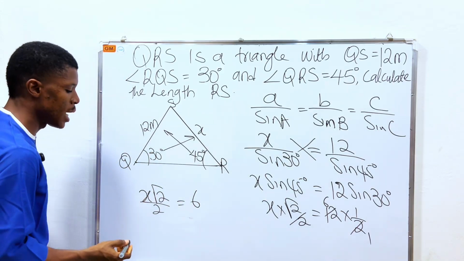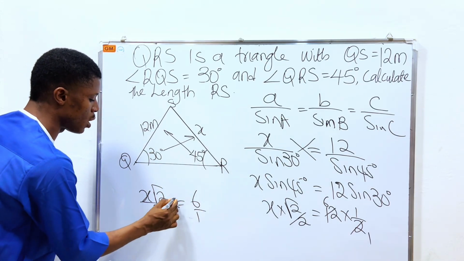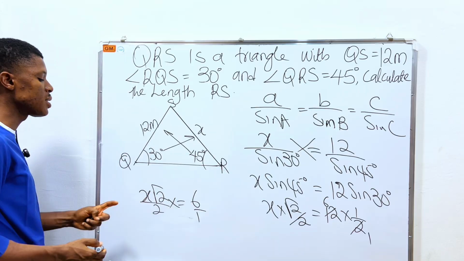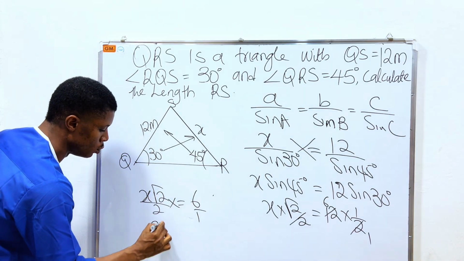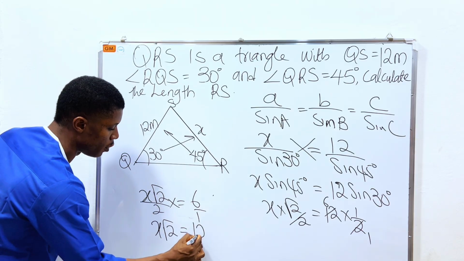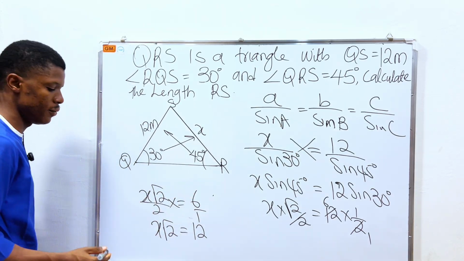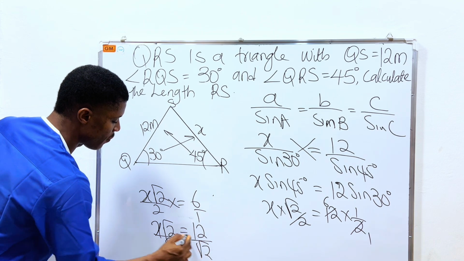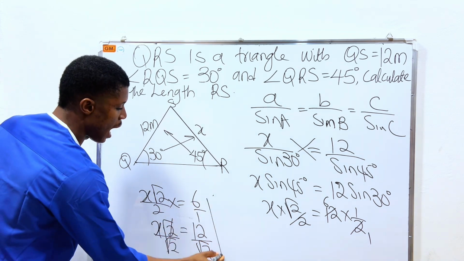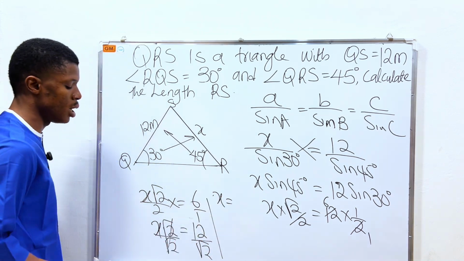So what do we do to get x? This is over 1, so I cross multiply. If I cross multiply, I have x root 2 is equal to 12, since 6 times 2 is 12. Divide both sides by root 2, and we have x is equal to what?